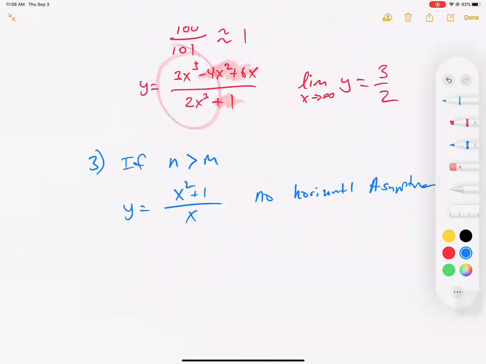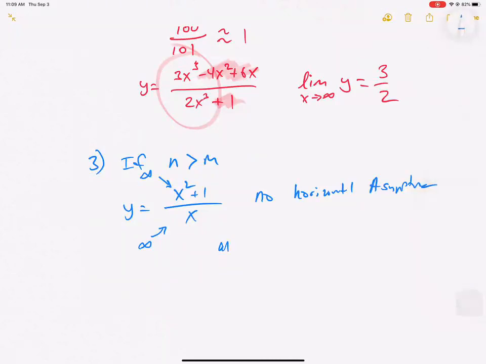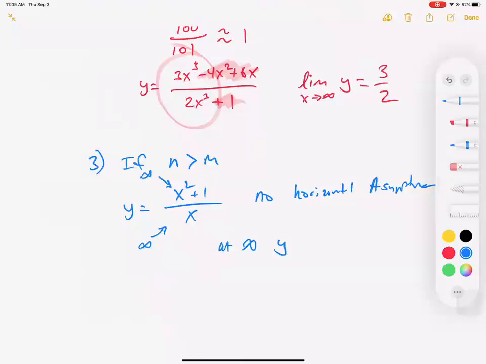So for this rule, plug in infinity. At infinity, wouldn't that be positive infinity? At infinity, wouldn't this also be positive infinity? What is positive divided by positive? So that's not right at the limit. You know what? Let's save time. At plus infinity, y would be plus infinity.